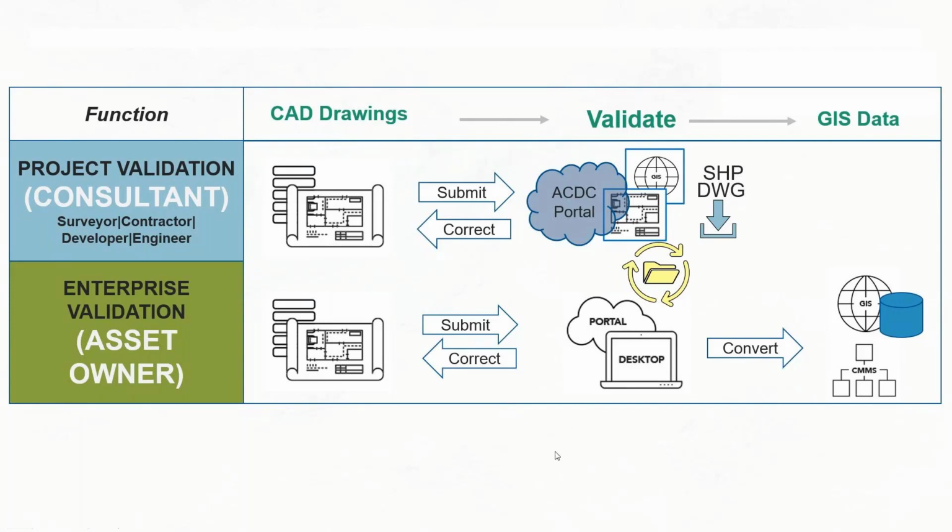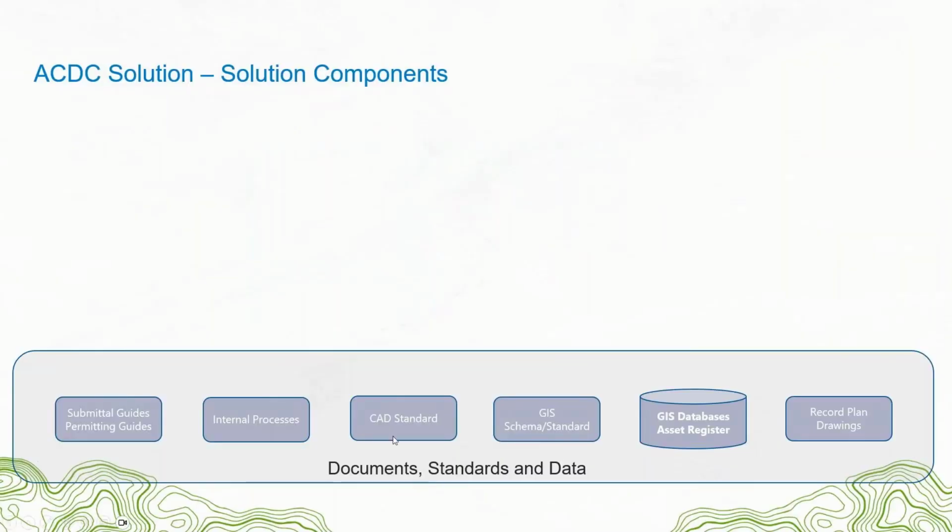So let's go and look then at the portal. The portal itself builds on a whole lot of different things. Everyone has documents and standards, and often I get people say, well, we don't have a standard. Well, actually you do. If you've got a GIS, then your features are already defined, the rules that you're using, the columns you're using, the domain values even.